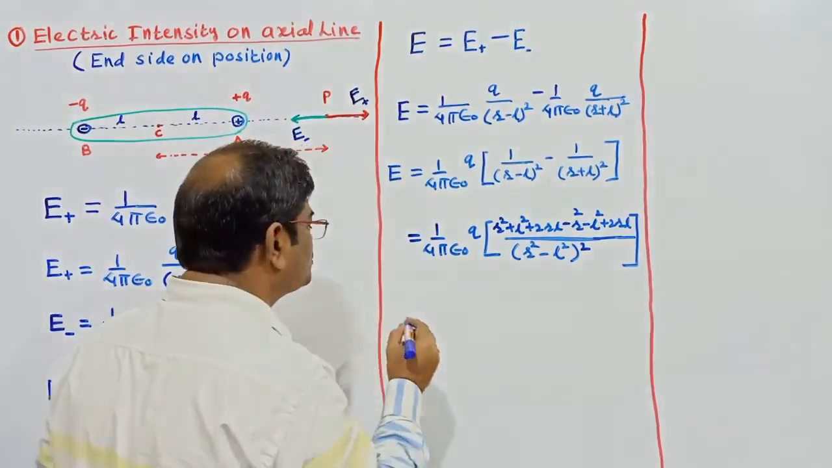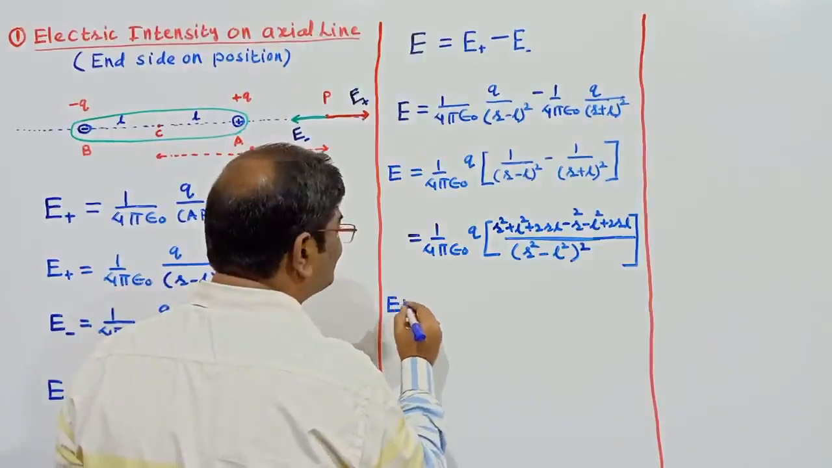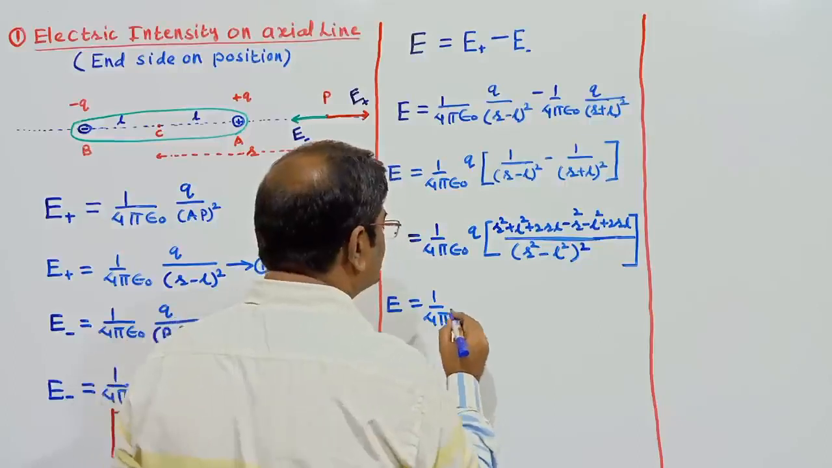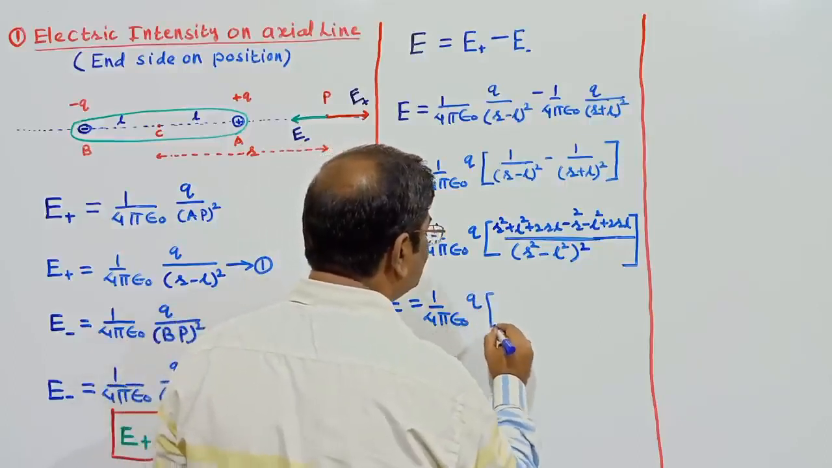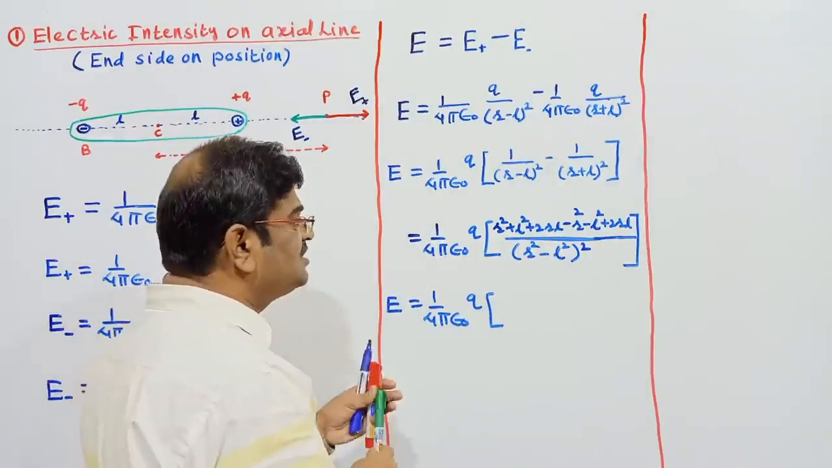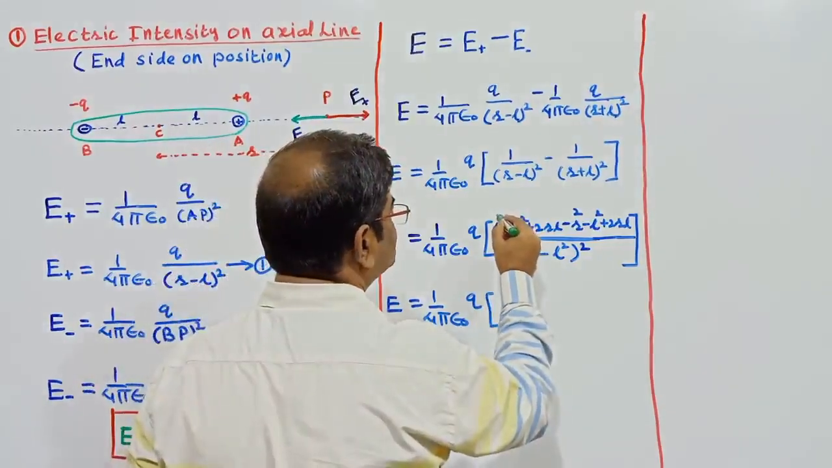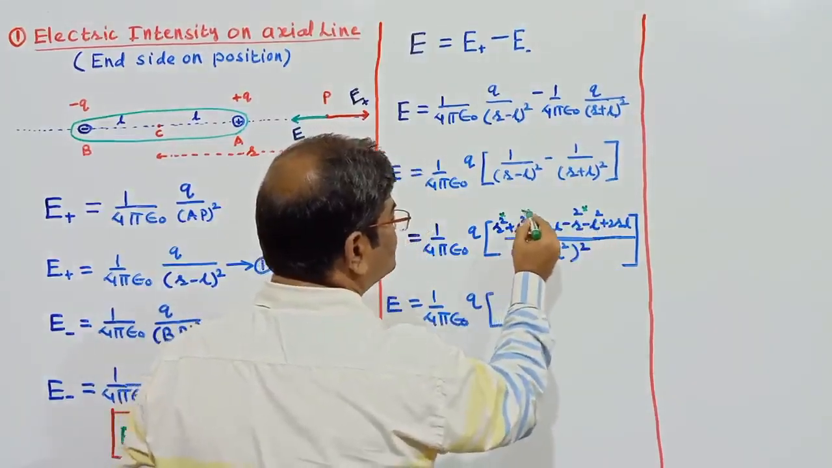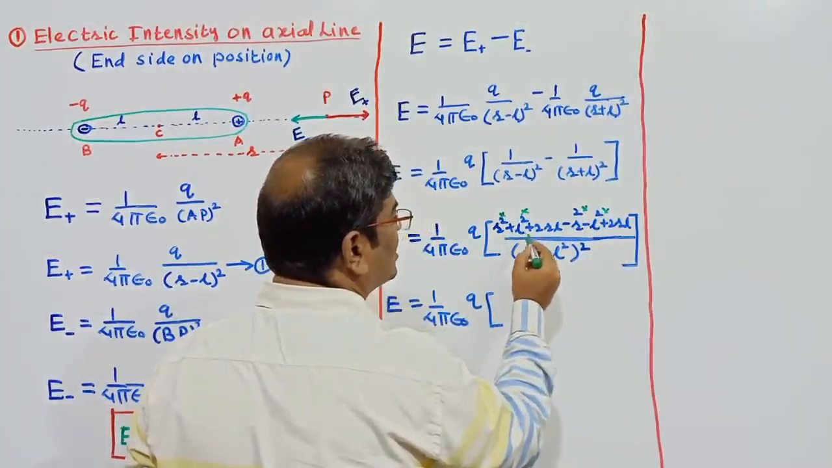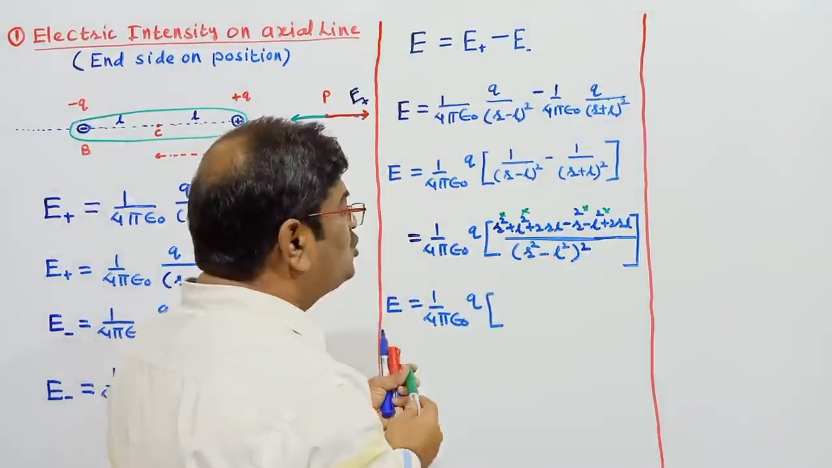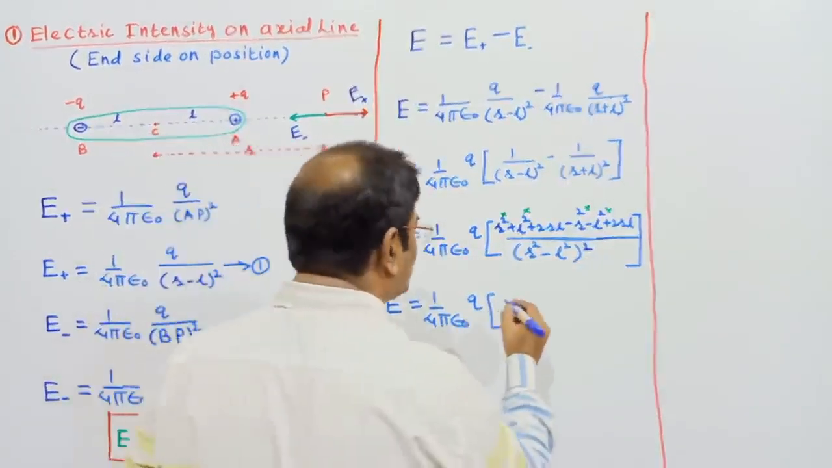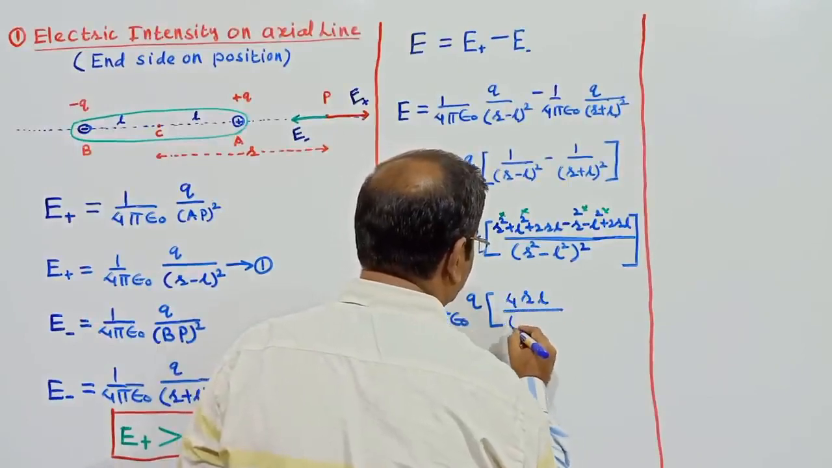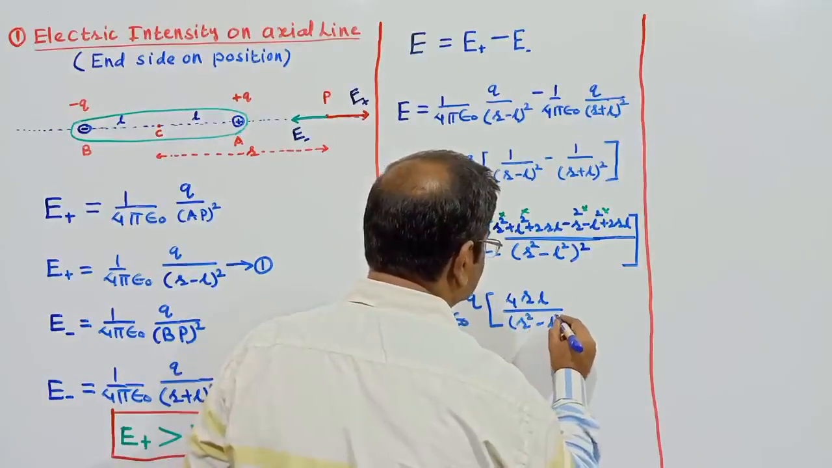Okay, so then E equals 1 upon 4 pi epsilon 0 q in the bracket, things to be cancelled can be. So this will cancel with this one, minus. This will cancel with this one, minus. Whereas these two are plus. So 2rl plus 2rl, you are going to get this as 4rl divided by r square minus l square whole square.